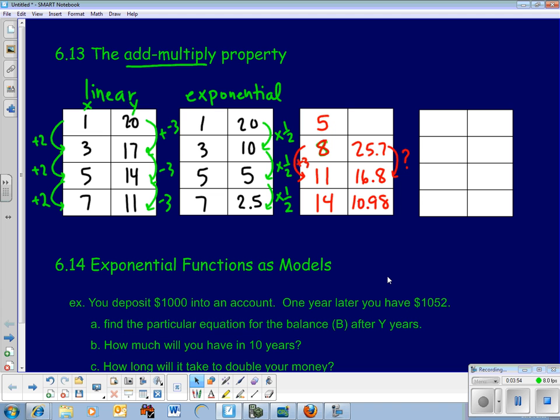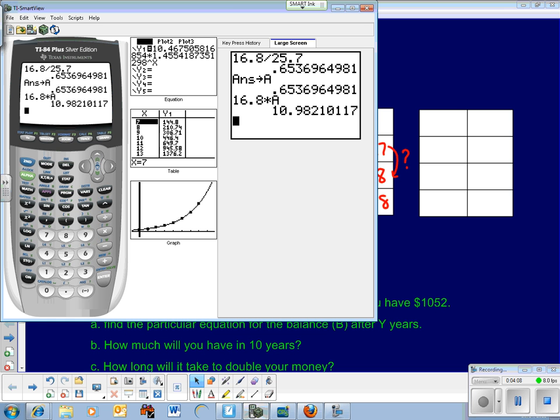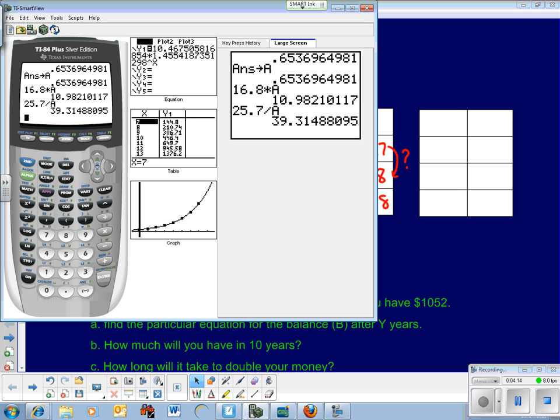Okay, so then how do I get the number that y would be when x was 5? Well, if you multiply down this column, then you divide to go up the other way. Just reverse the process. So I need to do 25.7 divided by A to get 39.3.